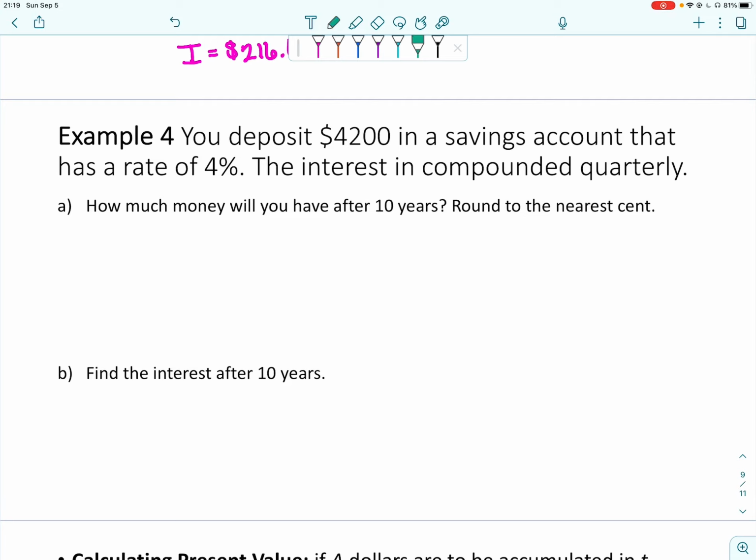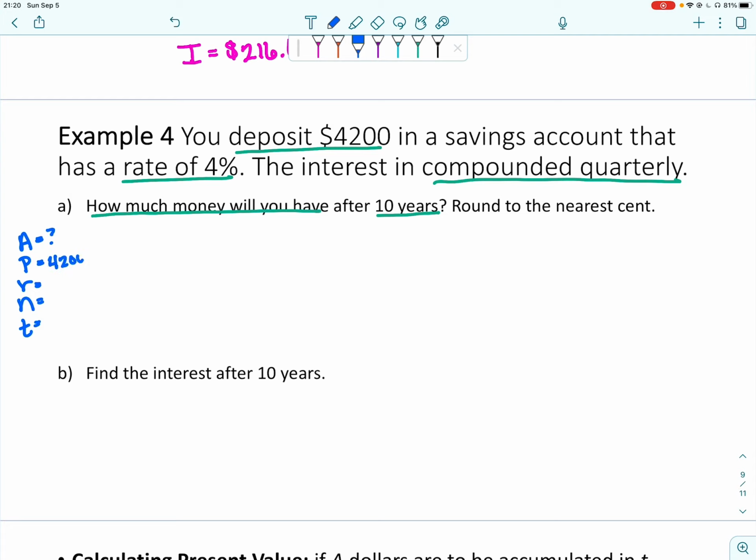So again, we are depositing $4,200. The interest rate is 4%. Now it is compounding quarterly. How much money will you have in 10 years? So A, P, R, N, and T are all of the variables in our formula. We want to know how much money we will have.